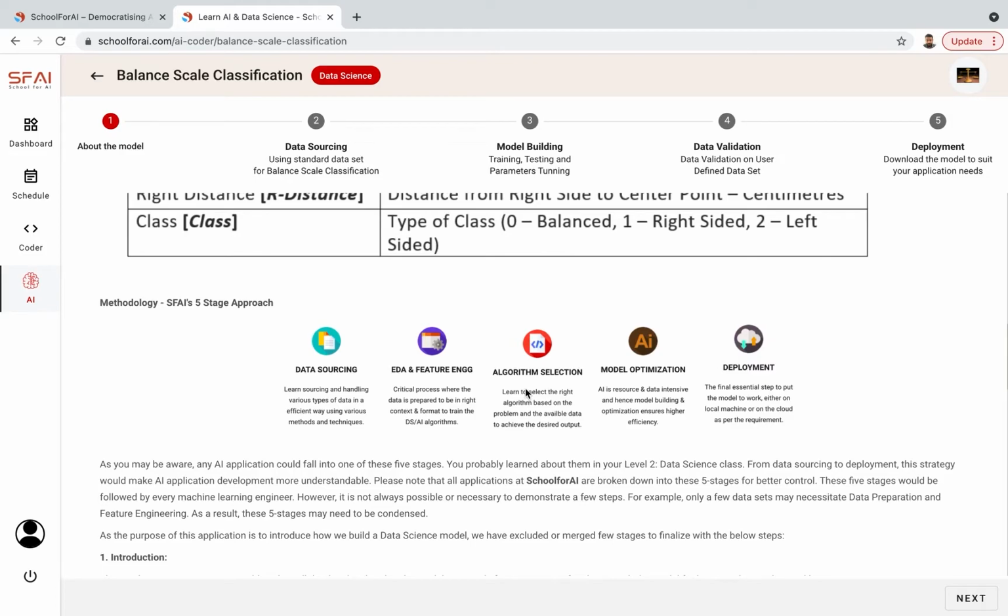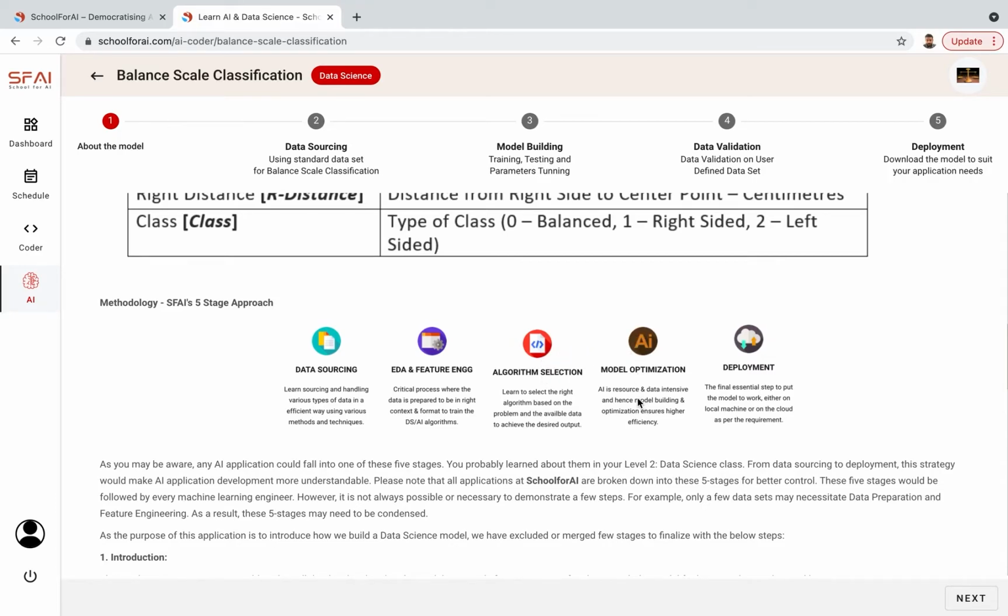Algorithm selection: here we are interested in finding out the right algorithm. As we always say, sometimes you could select more than one algorithm for the problem, but upon various iterations or out of your experience, you will understand that a particular algorithm could fit, be it classification, regression or clustering, whatever it is. So algorithm selection is a very important part in data science especially.